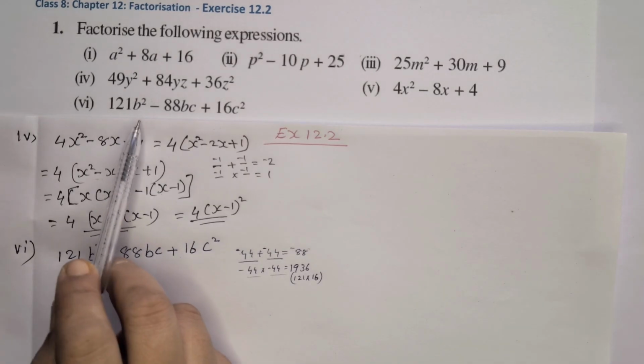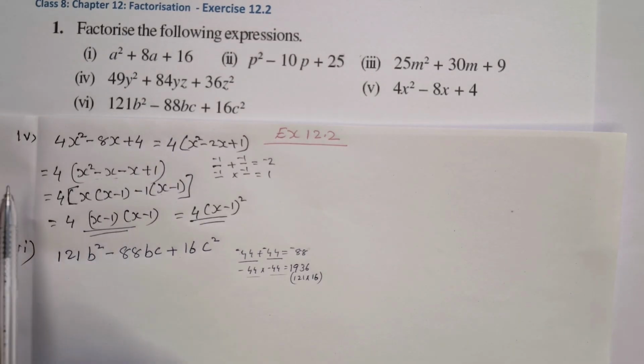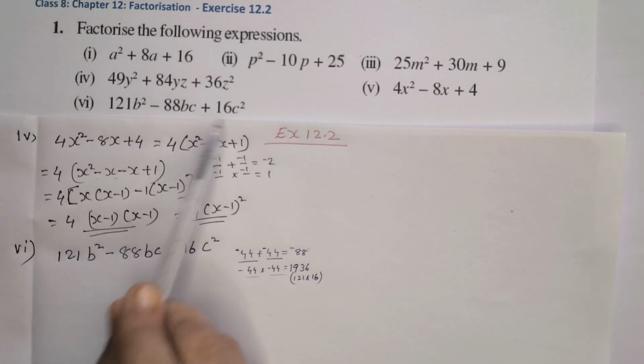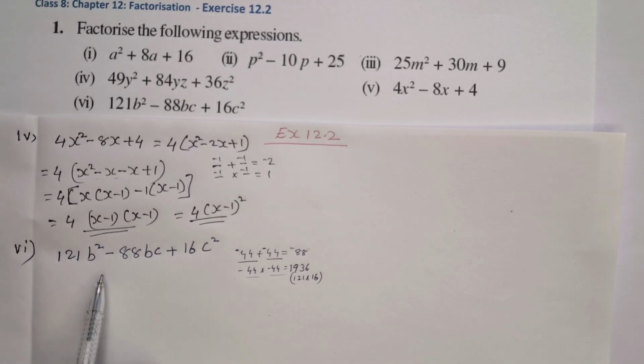Now the sixth one, 121b square minus 88bc plus 16c square. Here we have to find two numbers such that the sum is minus 88. The numbers are minus 44 and minus 44. When we multiply these two numbers, minus into minus is plus, and 44 into 44 is 1936. This number is 121 into 16. So the sum is minus 88 and the product is 1936.